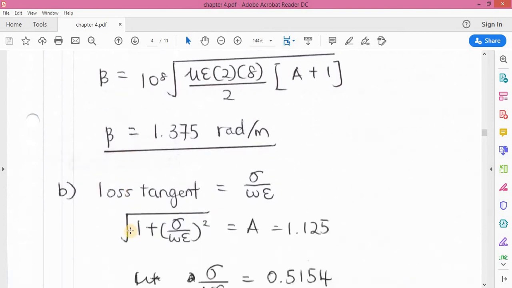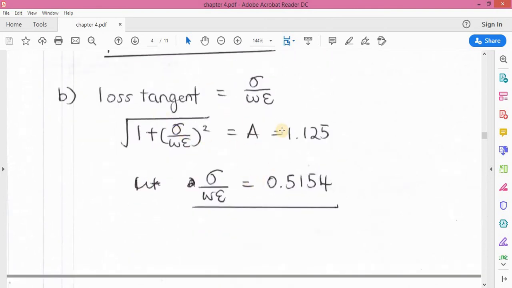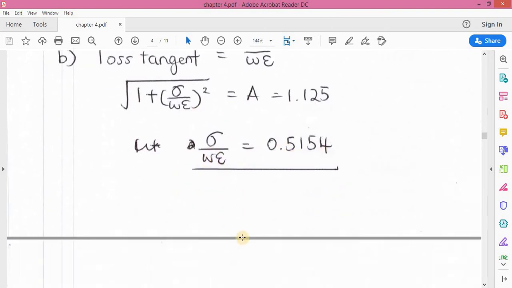The second one is loss tangent. So this is the symbol of loss tangent. You can calculate it based on the angle of the intrinsic impedance or these equations. So just now we have calculated that A is equivalent to 1.125, but it is the whole thing, and here I only want this thing. So I simplify it and move around, square it, and then I can get 0.5154 as my loss tangent.